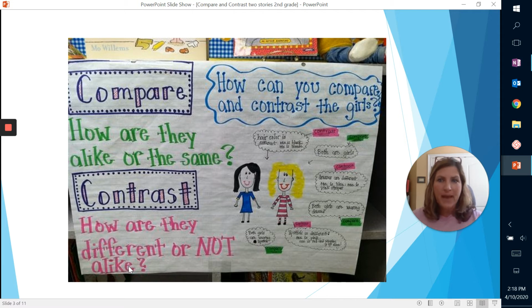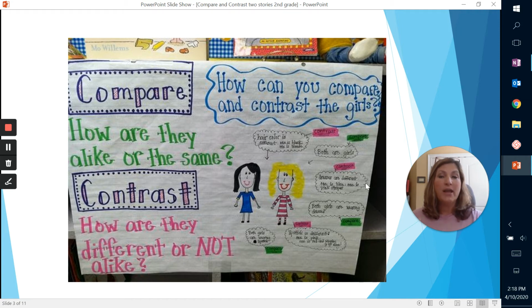All right, in order to compare, you have to know the difference between compare and contrast. Compare means how are they alike or how are they the same. And contrast means how are they different or not alike. So in this photo here, we've got two girls, and that's how, when we're comparing them, how they're alike, they're girls, right? But in contrast, notice their hair color. One girl has black hair, one girl has blonde hair or yellow hair. However, when we contrast them, one has straight hair and the other one has curly hair.